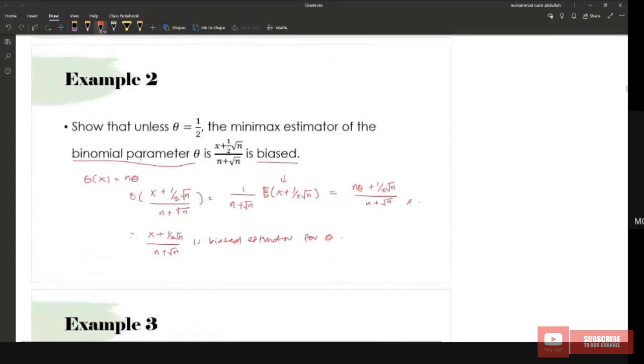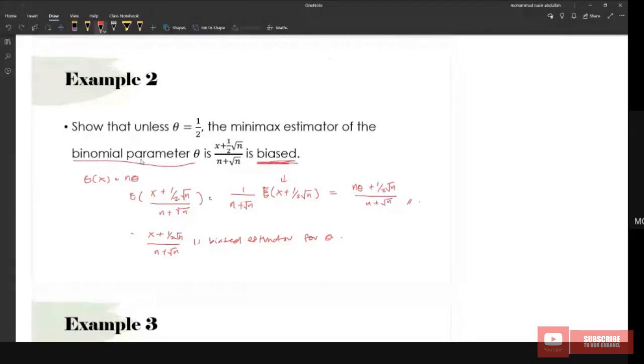So show that unless theta equals half, right? When theta is not equal to half, the minimax estimator for the binomial parameter, x plus 1 over 2 square root of n divided by n plus square root of n, is a biased estimator, right?